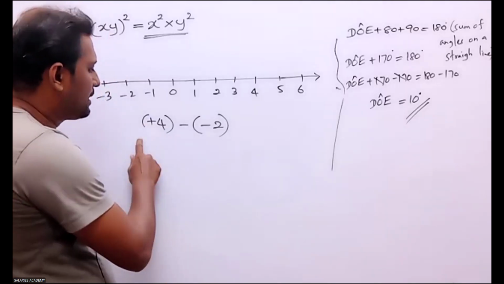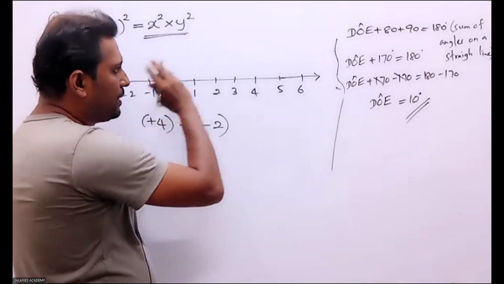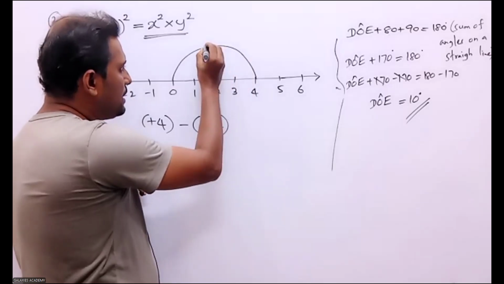What's the first directed number? +4. Right? Positive means right hand side. 4 places need to move.